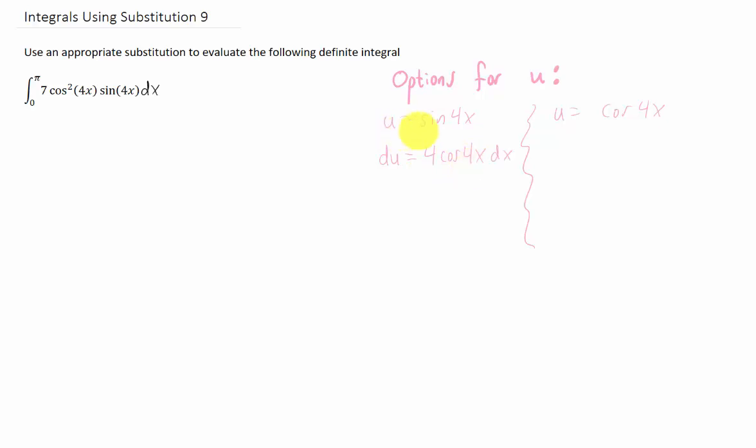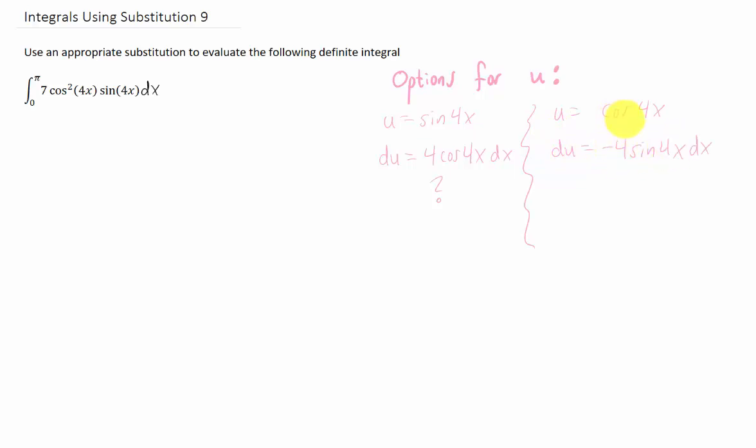Now you know that whenever you pick a u for your integral, your du better show up in the integral. And we have a cosine squared here. That's not exactly cosine of 4x. Maybe we could make that work, but I'm kind of questioning it. If we choose instead u equals cosine of 4x, then differentiating would give us negative 4 sine of 4x.